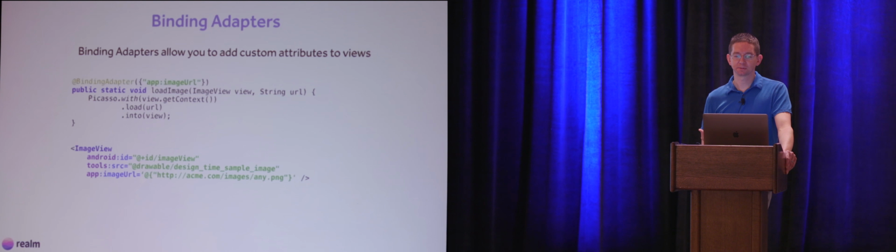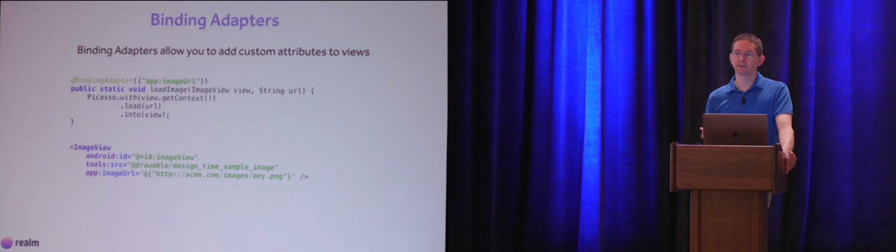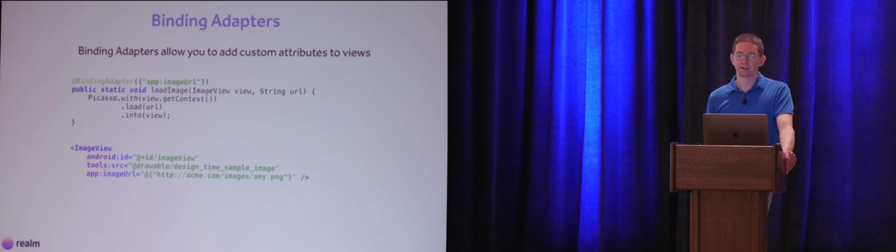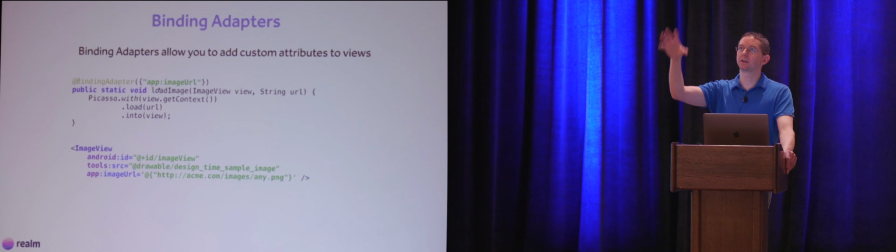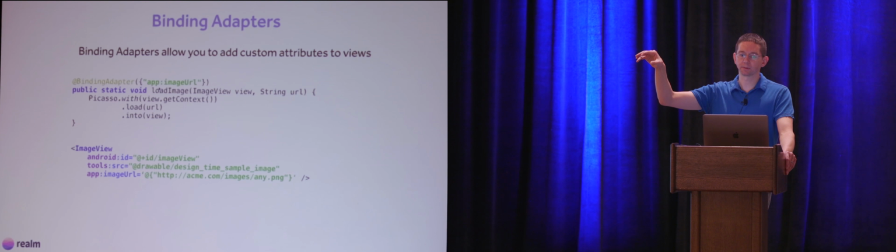Binding adapters are these really cool things, and I ask because when I first started using data binding, it took me a while before I started using binding adapters. But once you use them, they're really convenient. They basically allow you to add any custom attribute to any of your views. So let's say, for example, I wanted to set up an image view that pulls down an image from some other website somewhere, right? And I wanted to populate that in my image view, right?